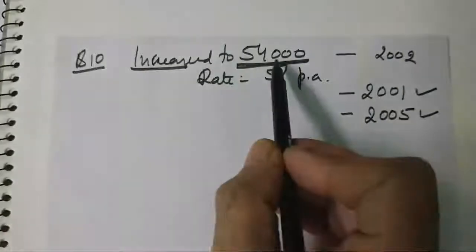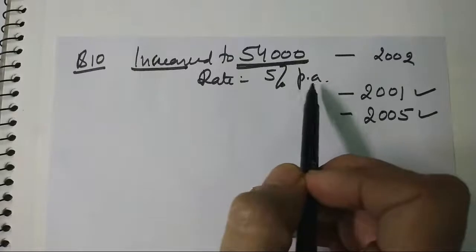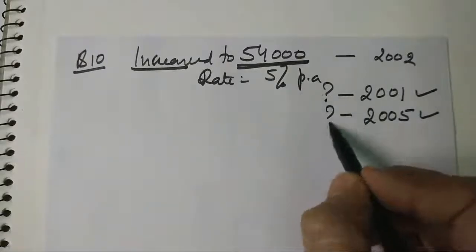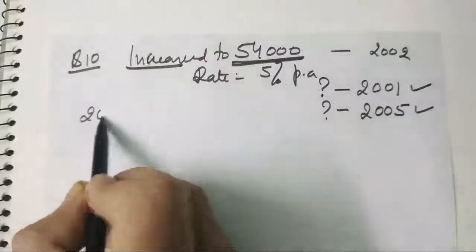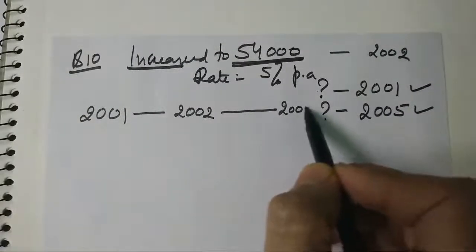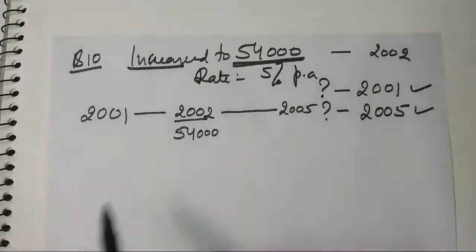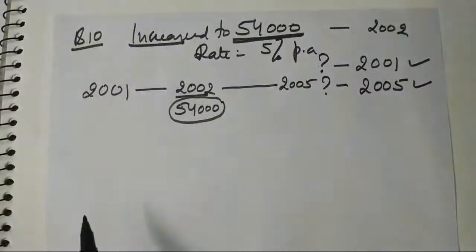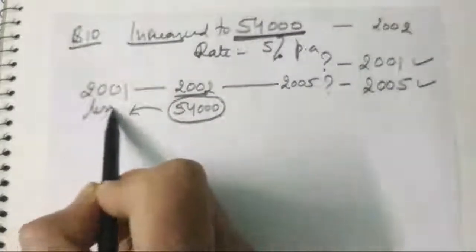So 54,000 is the population of a place, and it has increased up to 54,000. Since the population has increased up to 54,000, the rate is calculated in 2002. You have to find what is the population in 2001 and in 2005. So the years will be 2001, then 2002, then you have to find 2005. In 2002 the population is 54,000. Just understand, because here principal and amount are not given. If in 2002 the population is 54,000, what was the population in 2001? More or less? It would be less.